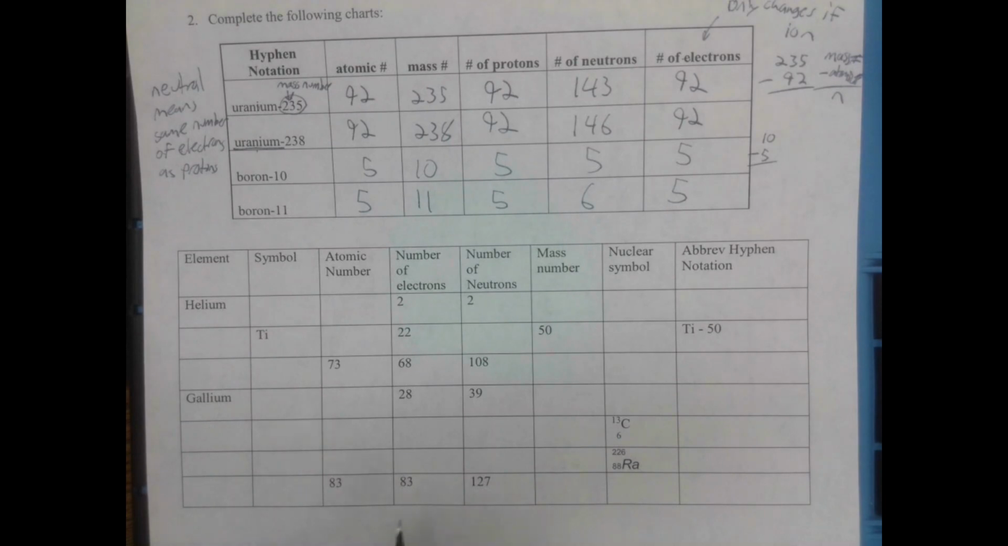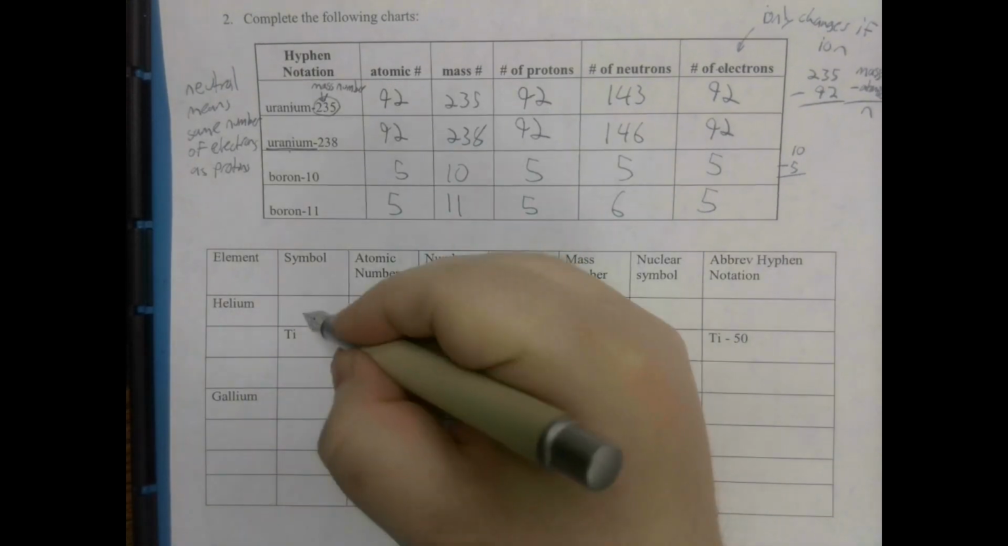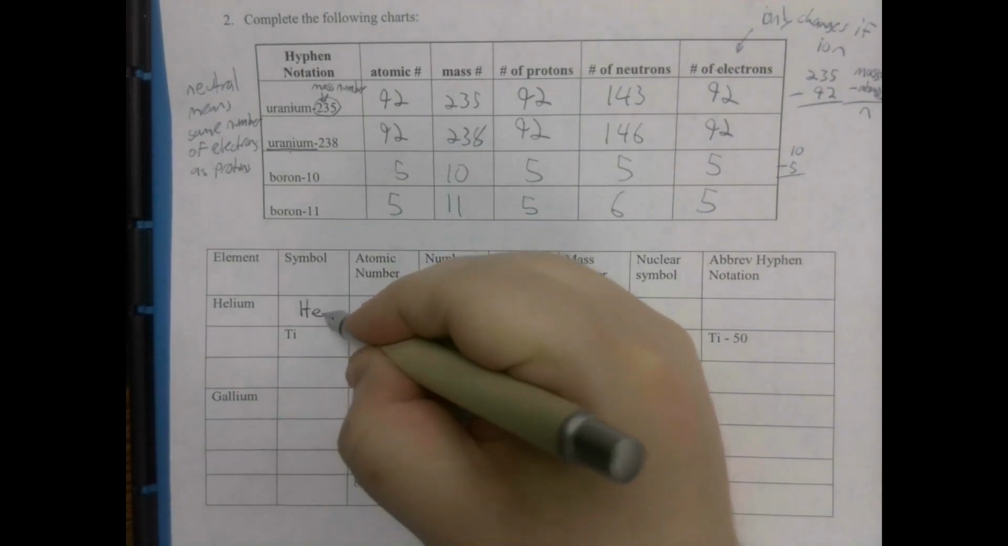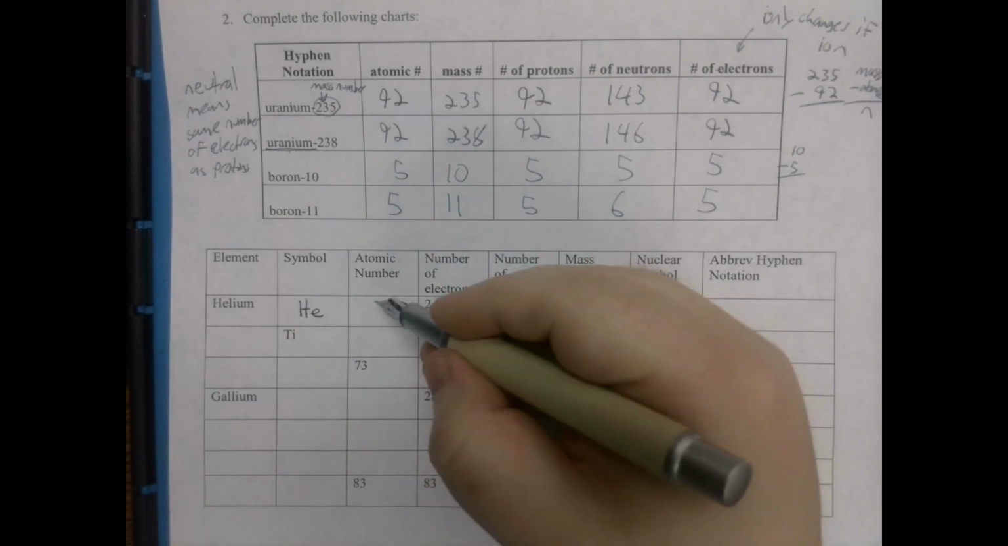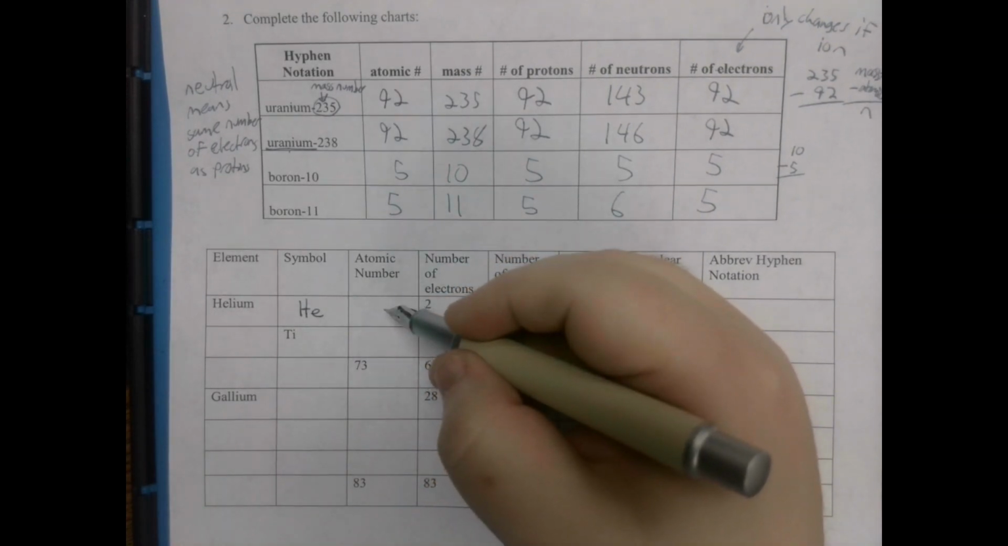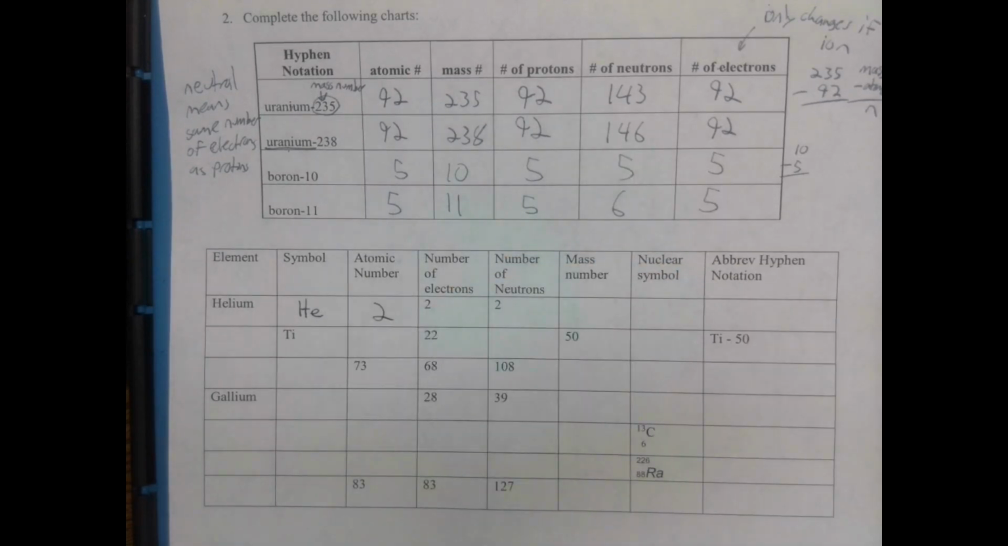Now let's do this table. This table is a little bit more complicated. The information is all partial and it's all random. So, what is the symbol for helium? Exactly. What is the atomic number for helium? 2.